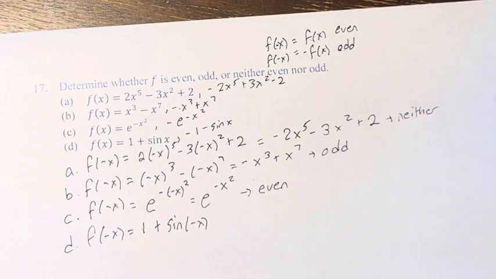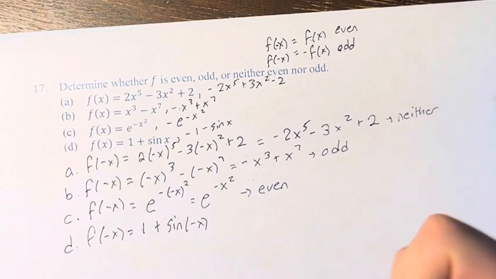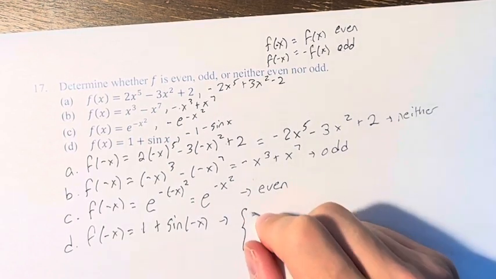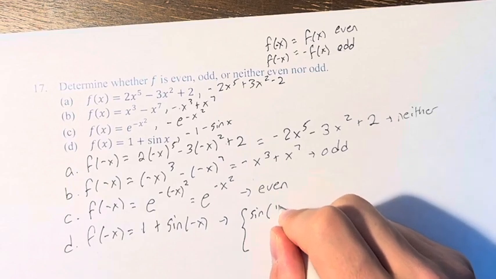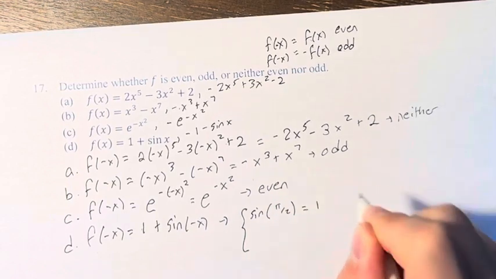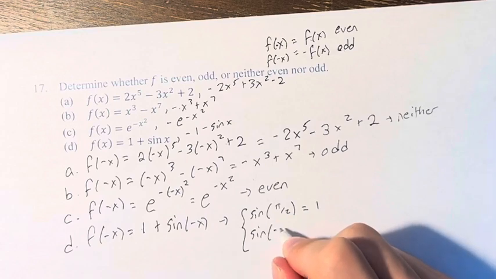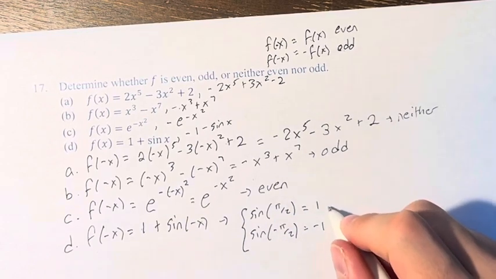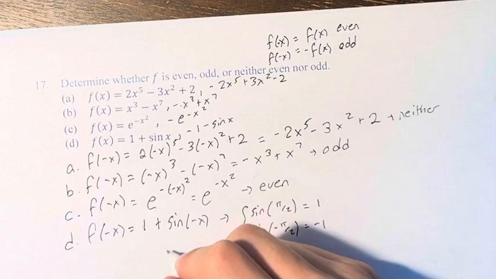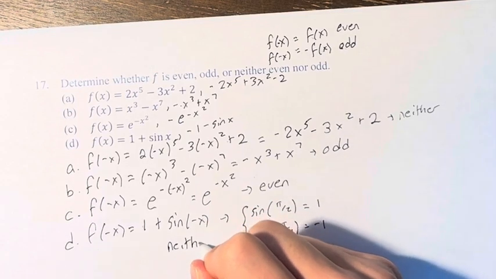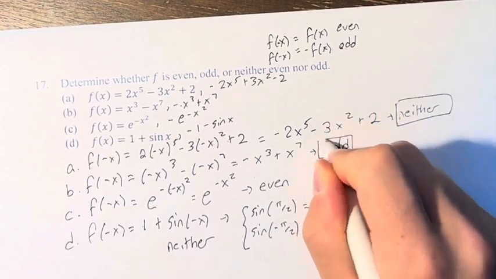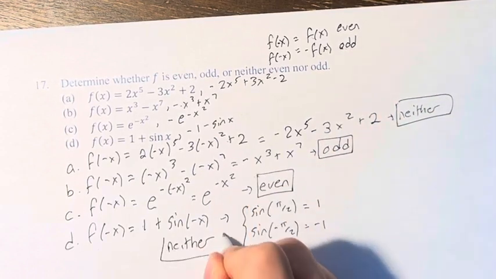To test this, we can just pick 2 points, right? Sine of pi over 2 is 1. Sine of negative pi over 2 is negative 1. Therefore, they're not equal. Therefore, this is neither even nor odd. So we have neither, odd, even, and neither.